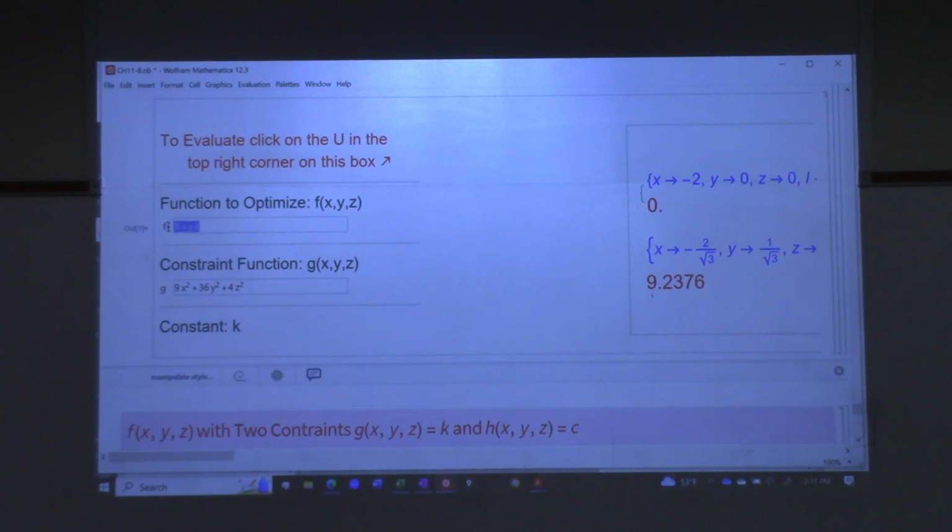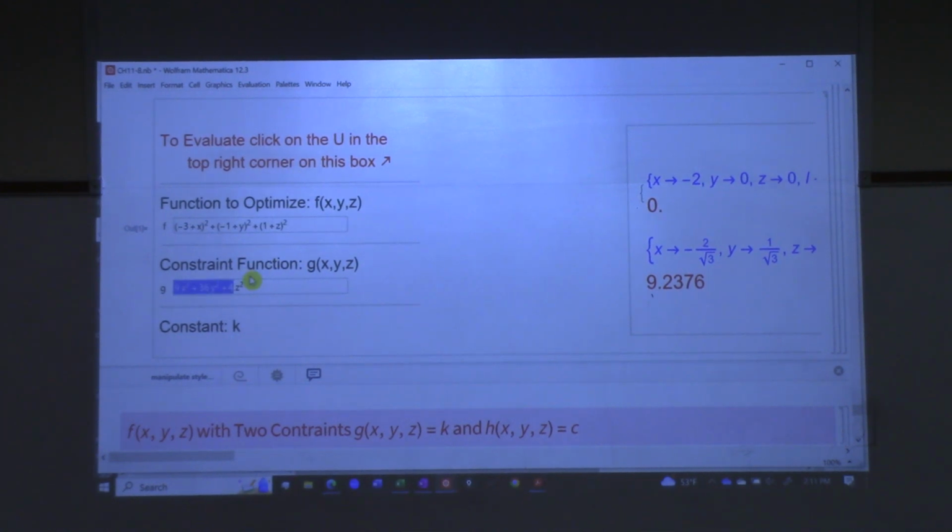is you type into here what you're trying to optimize. So what were we trying to do again? I've completely forgotten. Oh, it was x minus that squared, plus y minus 1, plus z plus 1 squared. Okay, so you type that in, and then you put the constraint here.